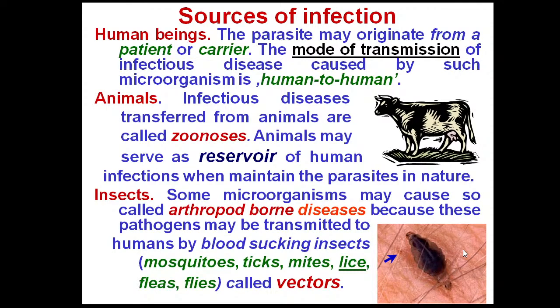Then infection may be preserved in arthropods. That's quite often. It may happen with both bacteria and viruses, right? Then this disease will be called arthropod-borne disease because these pathogens may be transmitted to humans through blood-sucking insects like mosquitoes, ticks, mites, lice, fleas, flies. Generally all those arthropods are called vectors.